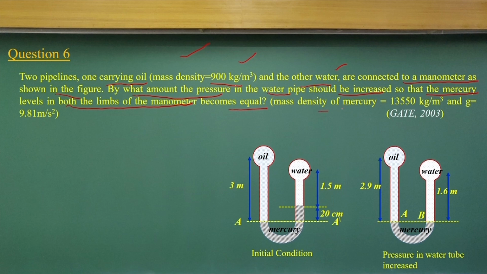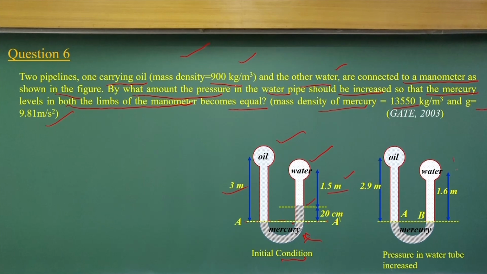The mass density of mercury is given here, which is 13,550 kg per meter cube. g is the acceleration due to gravity. Now let me sketch it. In the initial conditions you have oil, you have the water, connected to the mercury manometer, which has a 20 centimeter rise along this horizontal plane. This is 3 meters, this is 1.5 meters.